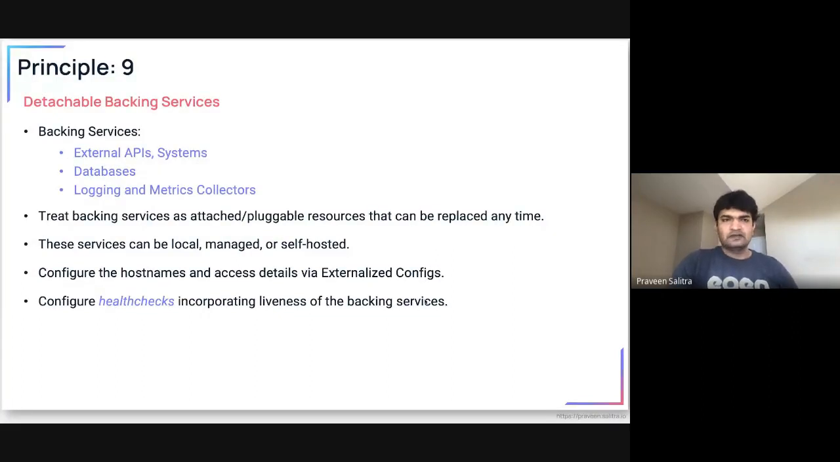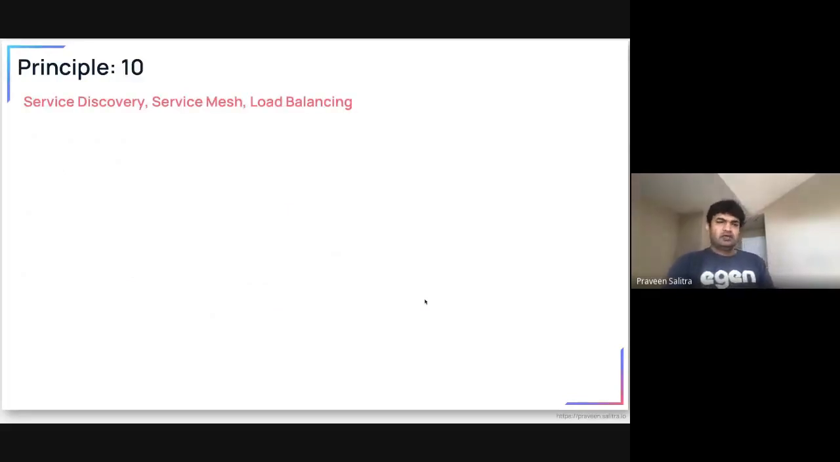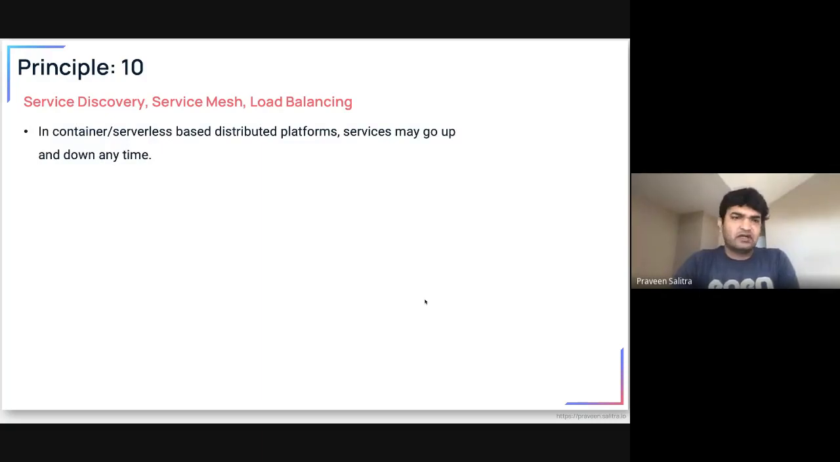And as I talked about in the previous slide, configure health checks so that if one of these services is not available, you don't bring up your service as well. That's the whole point. The next one, which is more infrastructure related or DevOps related, and where many new things are happening in the community right now, is around service discovery, service mesh, load balancing, things like that.